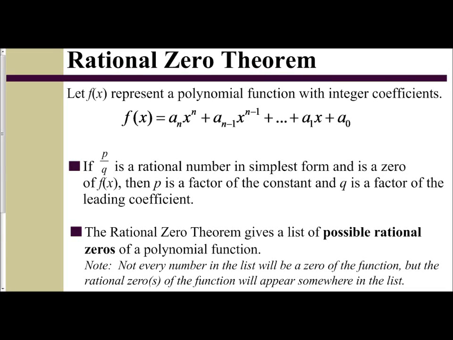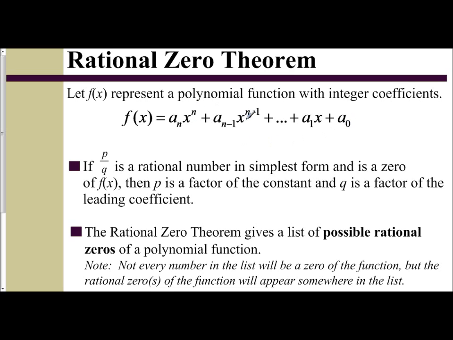In this video, we will be defining the rational zero theorem. If we let f of x represent a polynomial function with integer coefficients, so here is f of x. To define this f of x, you just need to know a sub n minus 1, a sub 1, a sub 0. Those are your coefficients of the variables, and a sub 0 is your constant of the function.